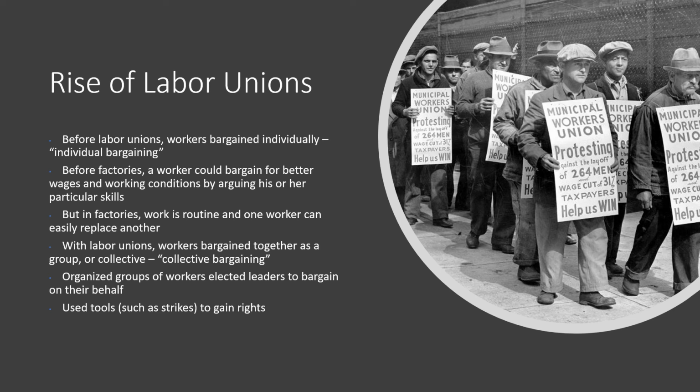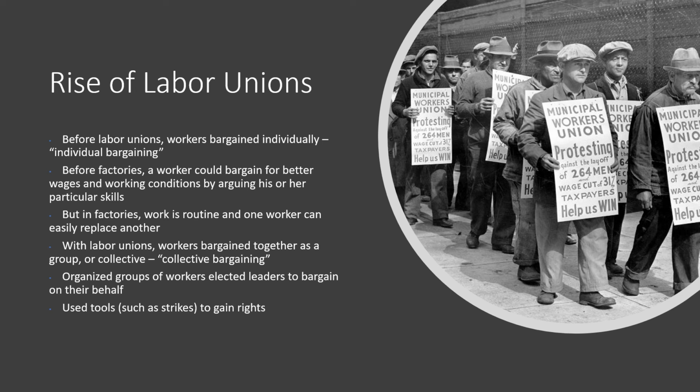Workers would form a union to have a collective group and a collective bargaining contract, with the same salary and the same working conditions. Organized groups of workers would elect leaders to bargain on their behalf. With labor unions, you are together, whereas before, you were the lone wolf. Even here in British Columbia, unions used to be a really powerful part of society.